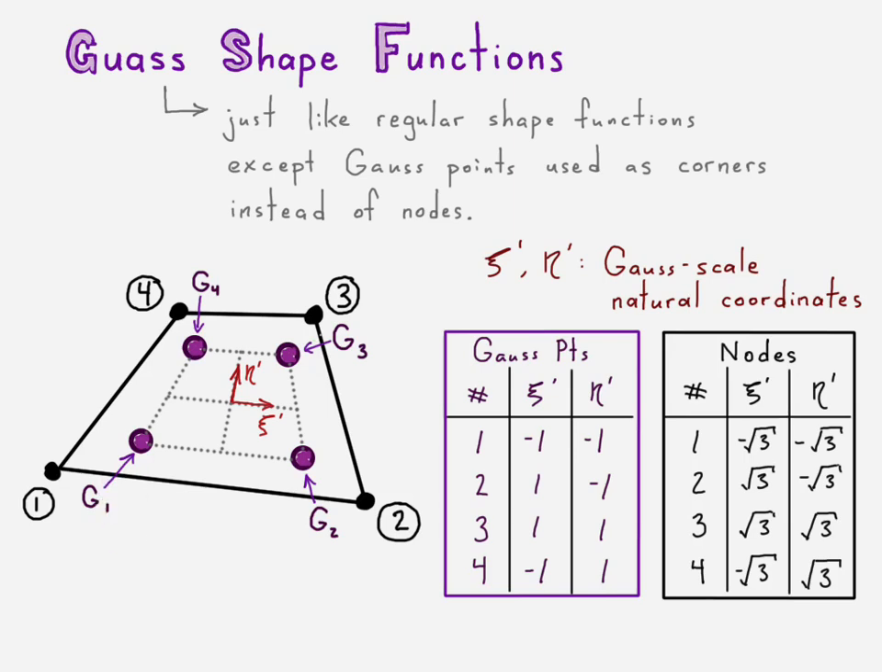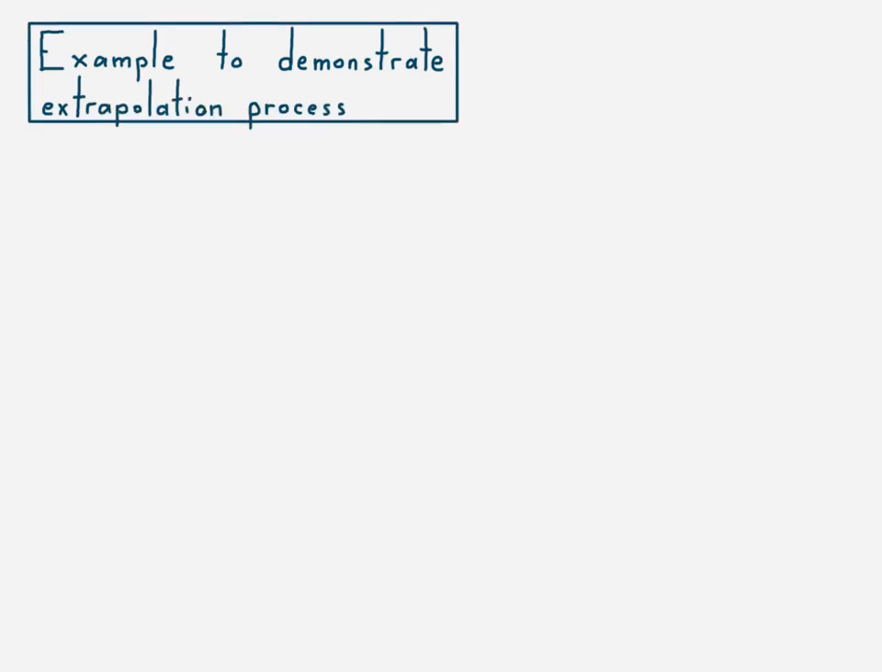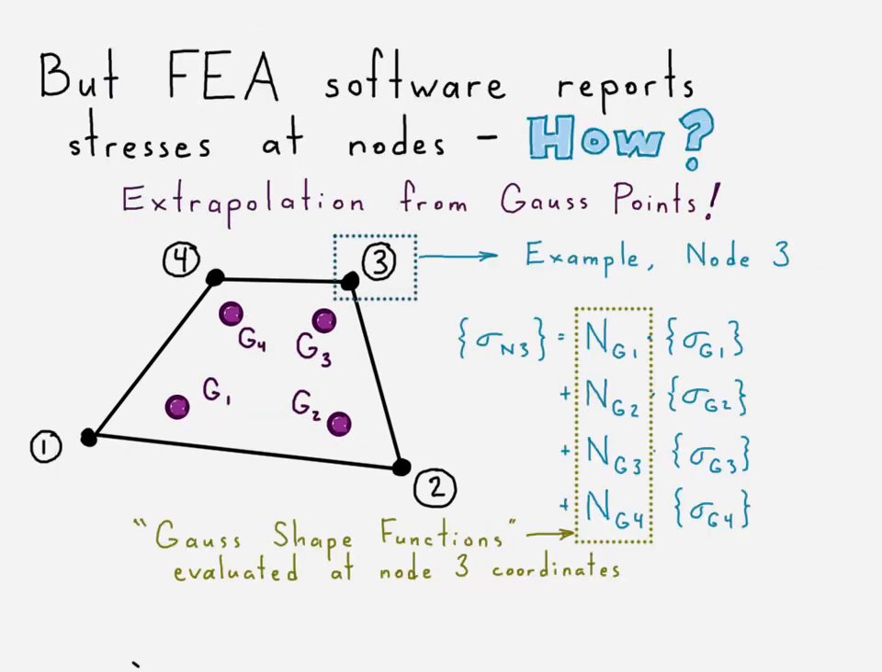Well, now that we changed the scale, since the Gauss points are at +1 and -1, then these become ± square root 3. Just change the scale. All right, so we're going to take a look at an example to demonstrate the extrapolation process. I'm going to go back a couple slides to say that when I say the extrapolation process, we're looking at this portion here, okay?